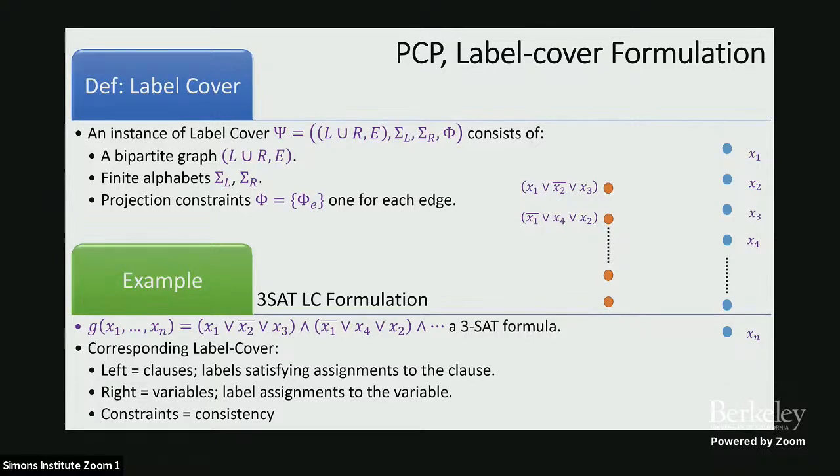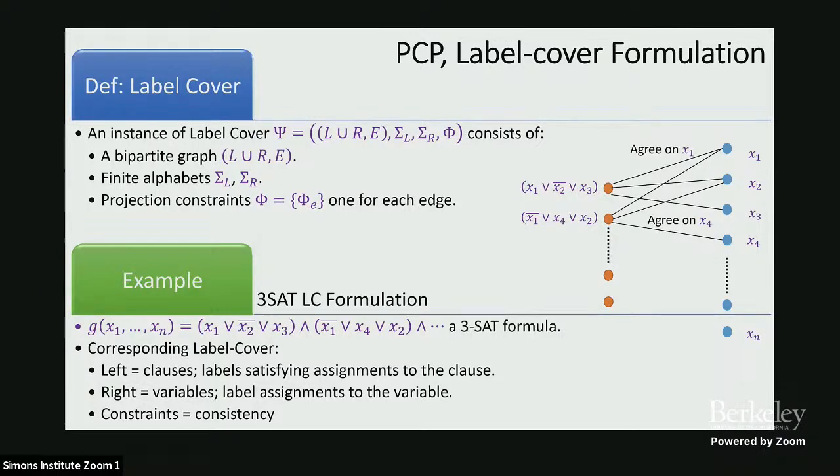Naturally, if we have a variable here, x1, we are going to want the assignment that this x1 gets to be consistent with whatever it gets on the orange vertex. So this is going to be the constraints of the label cover instance. We're going to have an edge between each clause and each variable if that variable is contained inside the clause or its negation. And we're going to demand consistency.